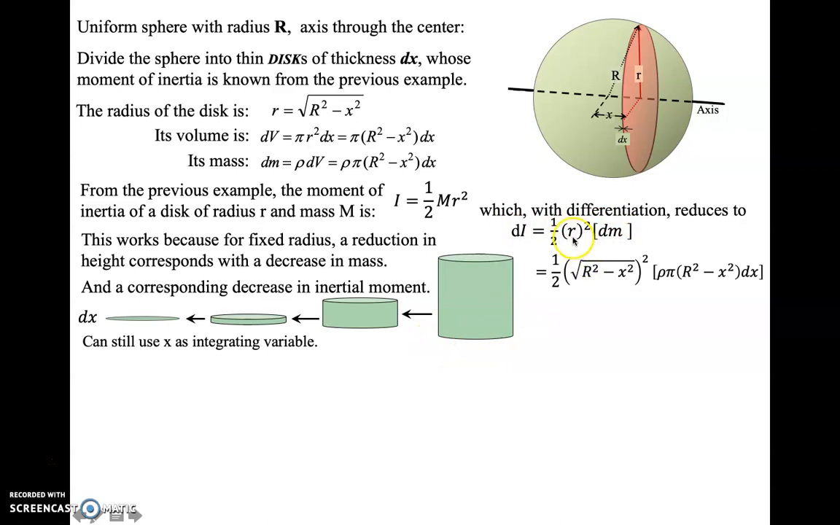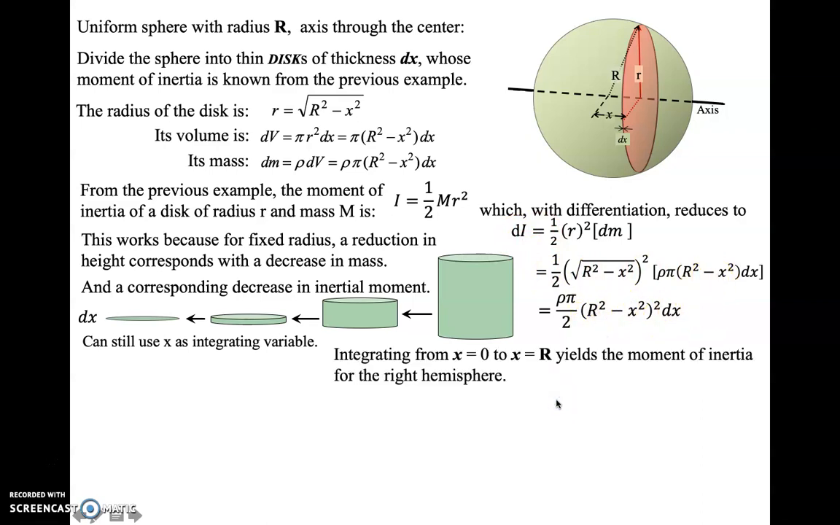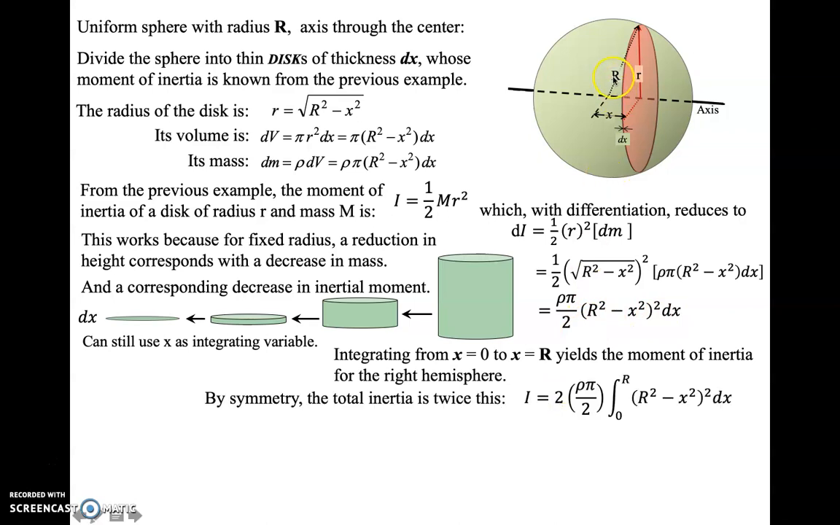So let's just replace r with what it's equal to, which is the square root of R squared minus x squared, but now it's squared. And so my differential moment of inertia is going to be 1/2 of rho pi times r squared minus x squared, squared. So I've got r squared in here. I'm going to integrate from 0 to R, and I can do that for just 1/2 of the total sphere and multiply that by 2. So here it is times 2. What I had up here times 2.